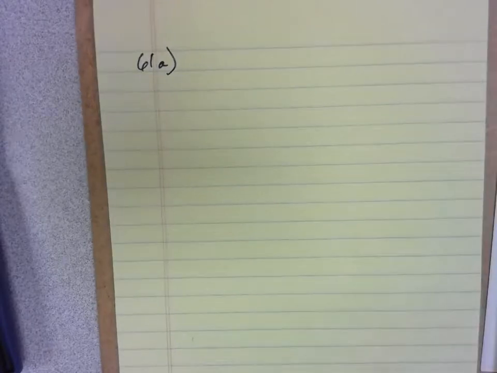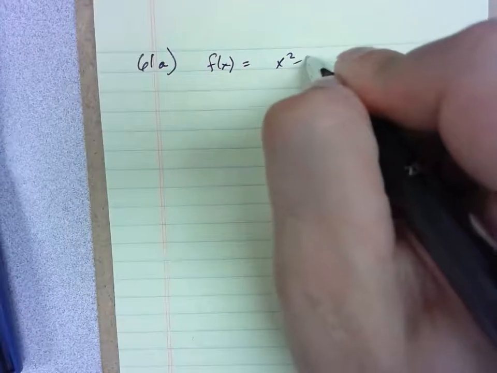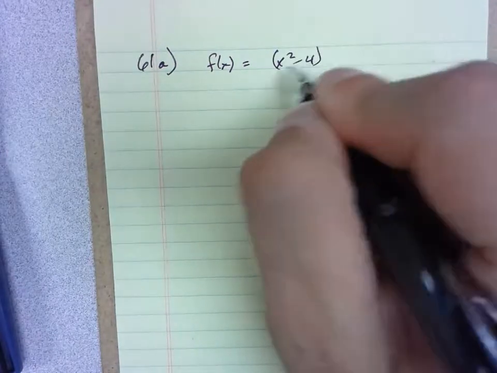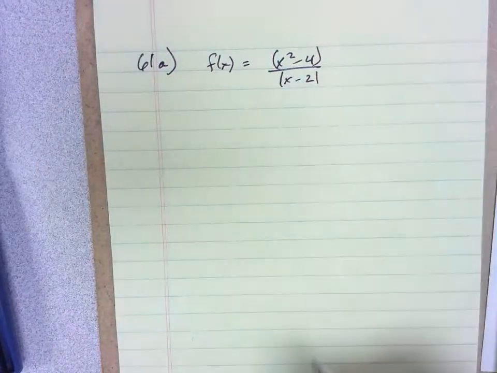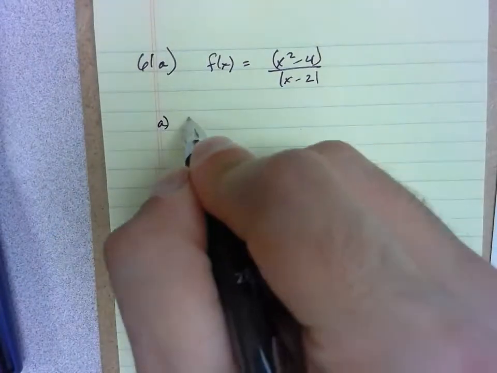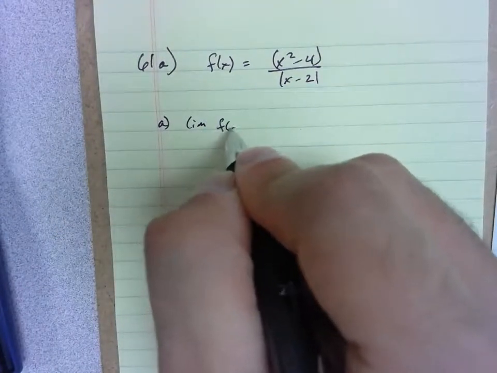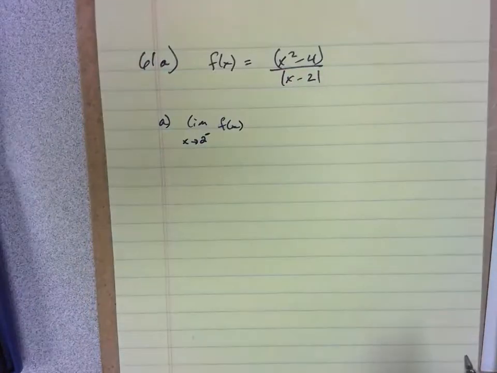It says let f of x equal the square root of x squared minus 4 divided by the absolute value of x minus 2. Find each limit if it exists. Okay. And A is the limit of f of x as x approaches 2 from the left. Okay.